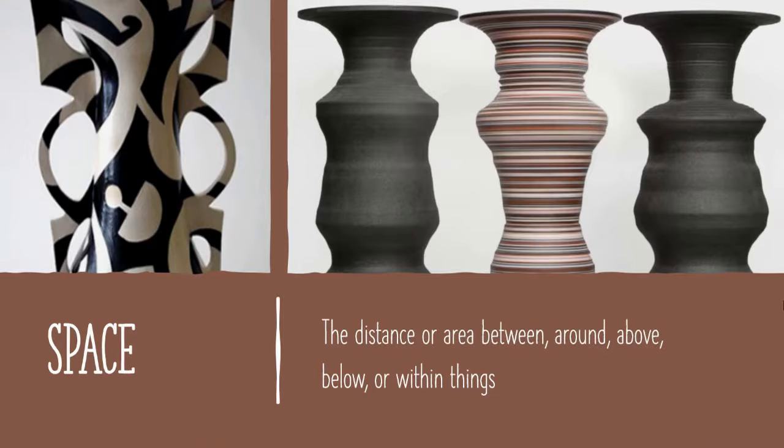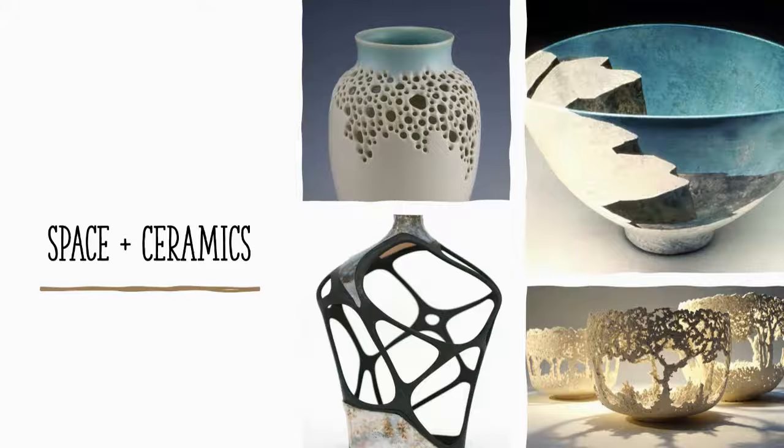Space is an element of art that describes the distance or area between, around, above, below, or within items. So if you look above, you might actually see that the vases to the right, those three vases, when looking at the negative space between them, they actually form the images of children. Space can also be used between handles and other features as an important element to a ceramic piece. Some of these images show negative space again, with the holes in between, or how space was used on the inside or the outside of an artwork.